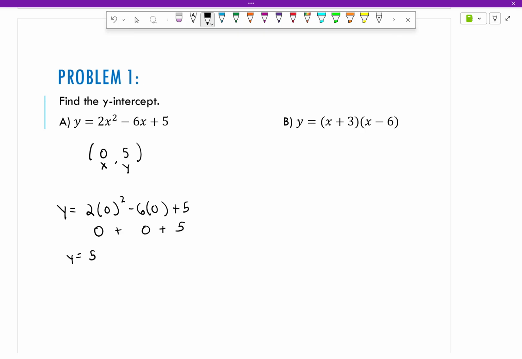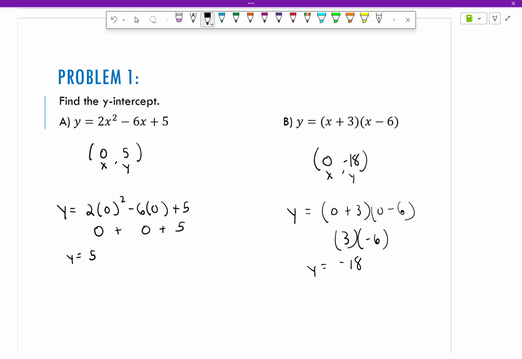For b, same idea. All of our y-intercepts have x as 0, so we just replace the x's with zeros. So we'll have 3 and -6, that's -18. And we've got our y-intercept.